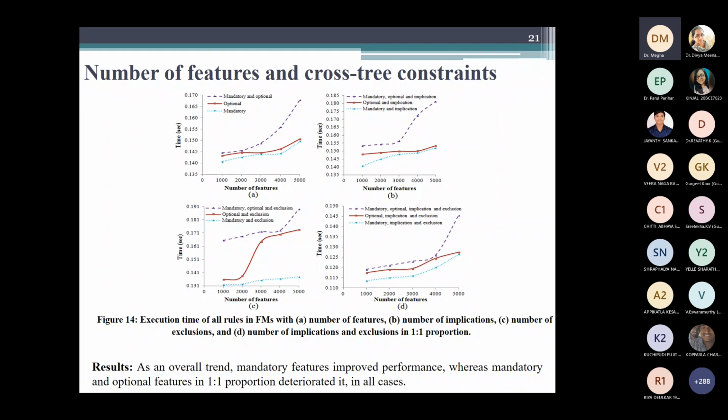From this graph, the results conclude that, as an overall trend, the sky blue line, which represents the mandatory features, improves performance, whereas mandatory and optional features in a 1:1 ratio deteriorated in all the cases. This sky blue line is for the mandatory features, and this purple line is for mandatory and optional features in a 1:1 ratio. From the graphs, we can see that it takes a lot of time for the identification of the defects.